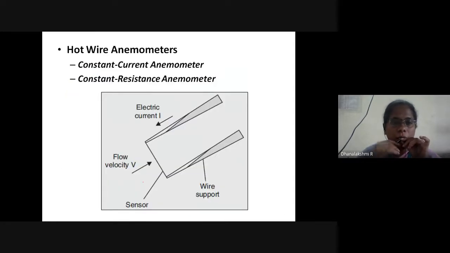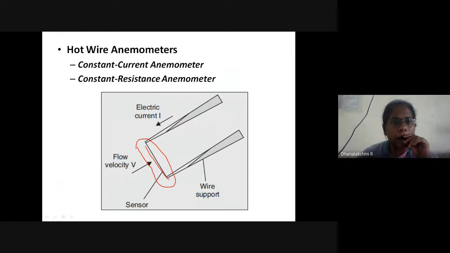We'll see the third one, which is our hot wire anemometer. We know that in a hot wire anemometer the sensing element will be a wire, a fine heated platinum wire. This will be our sensing element. In the flow of liquid, we insert this hot wire, and that is called our hot wire anemometer, and therefore transfer of heat will take place.